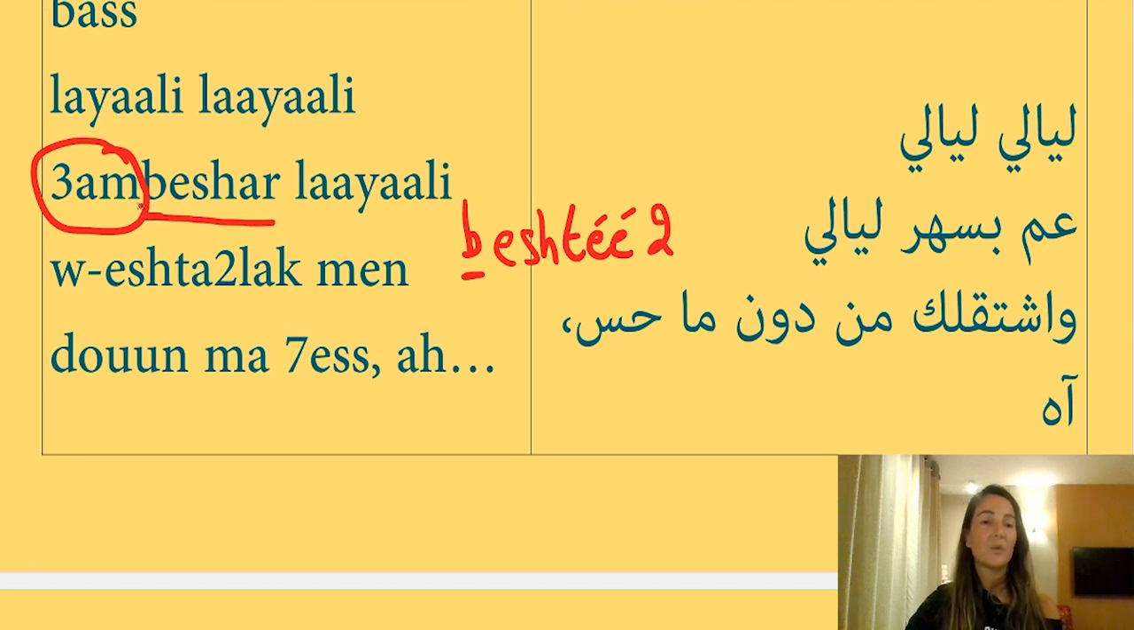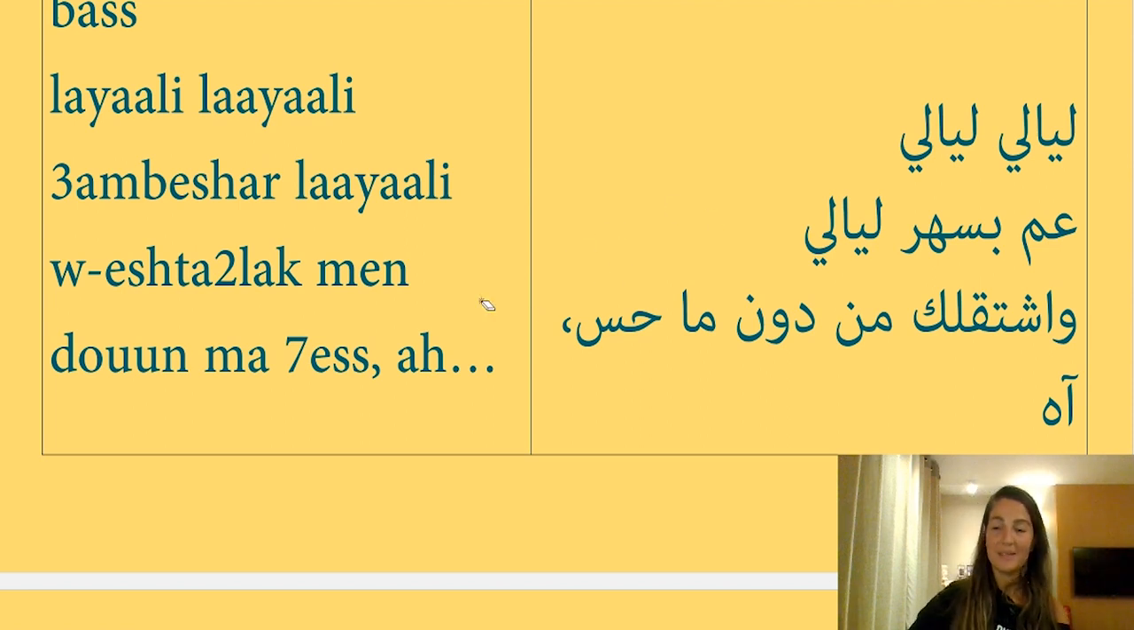But then with the second one, عم بسهر ليالي, she didn't repeat the عم. She didn't need to. So عم بشتاق لك, she could have said it, but she said عم اشتاق لك من دون ما حس. So with the second verb, she dropped the B. With the first one, she didn't drop this B of the I. Okay? So عم بسهر ليالي واشتاق لك, staying up late and missing you من دون ما حس, without feeling.